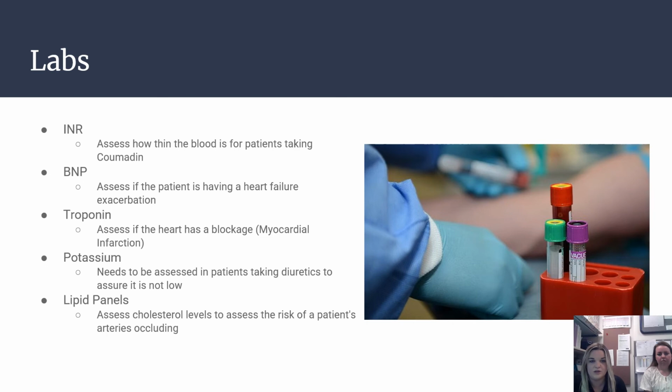They also are going to be watching lipid panels. This can assess their cholesterol and assess the risk of patients getting occluded arteries.